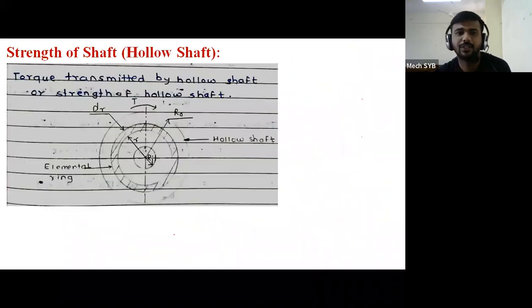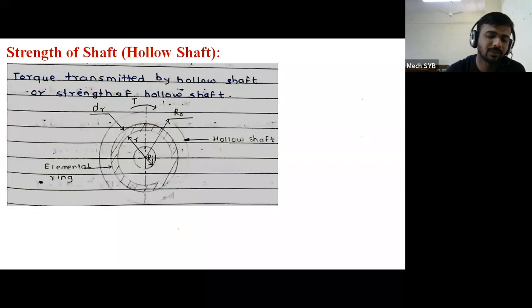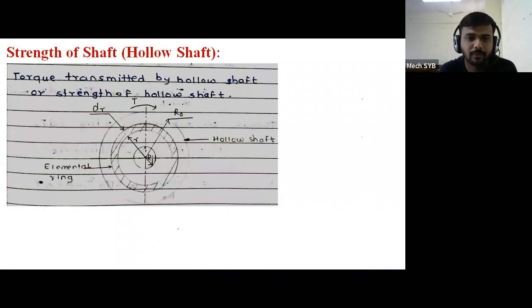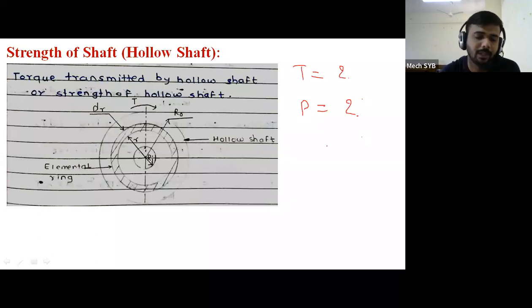Then next, strength of hollow shaft. Now instead of using the solid shaft, in some applications I will use the hollow shaft. Then here also I have to check the strength of the hollow shaft. Again, the same parameters I have to calculate. If I have to check the strength of the hollow shaft, again I have to calculate its torque transmitting capacity and its power transmitting capacity.